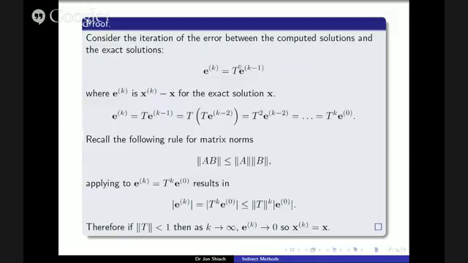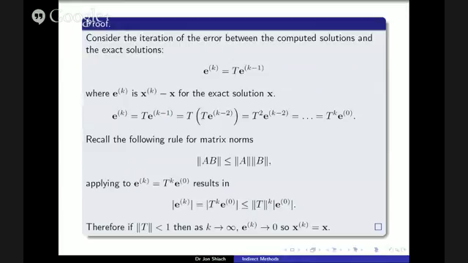Well, E^k is simply x^k minus x, where x is the exact solution. So the error at the kth iteration is equal to the error at the (k minus 1) iteration, but multiplied by T. Now, if we extend that logic further, that is equal to the error at the (k minus 2) iteration multiplied by T squared, where T is a matrix. And we can keep going.